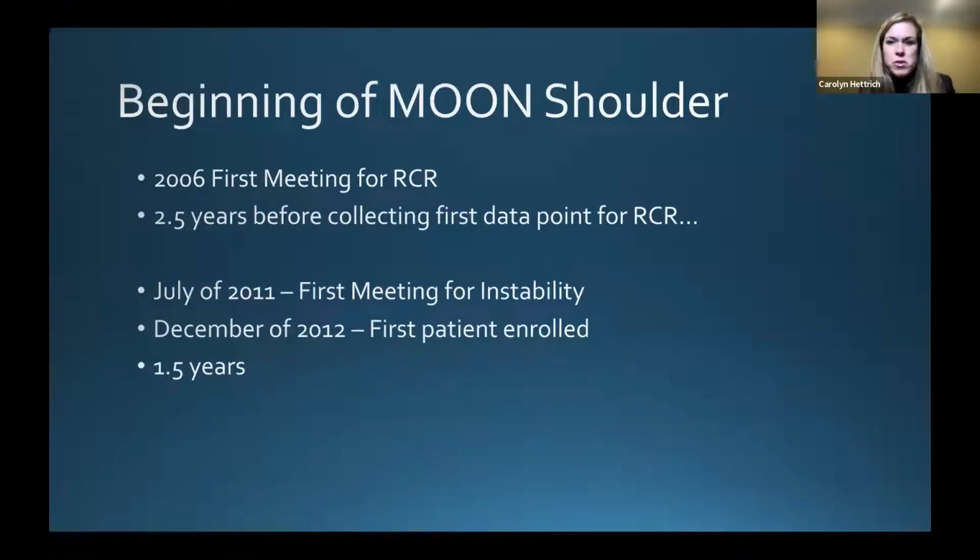In Moon Shoulder, it first started in 2004, but in 2006, they had the first meeting for rotator cuff repair. It took them 2.5 years before they collected the first data for the rotator cuff repair study. In July of 2011, we had the first meeting for instability, and a year and a half later, we had our first patient enrolled. It wasn't because we necessarily did anything faster, but we were able to use rotator cuff's surgical forms. We just had to modify them. The group was already in place, so we were able to get things done a little bit quicker. But the point is it takes a while to get these studies going.